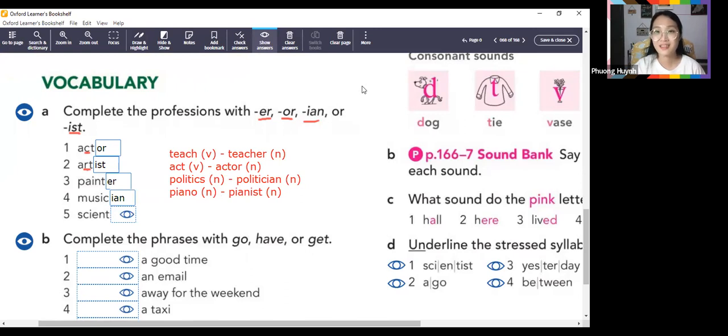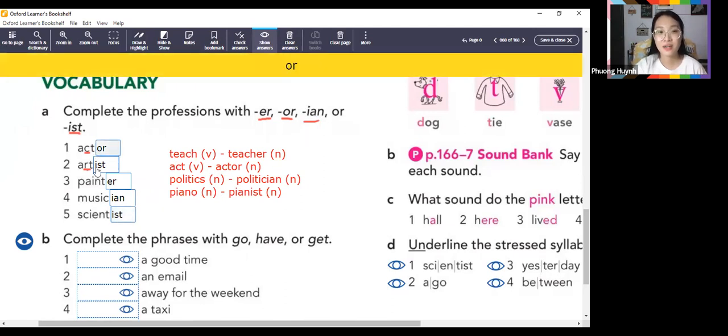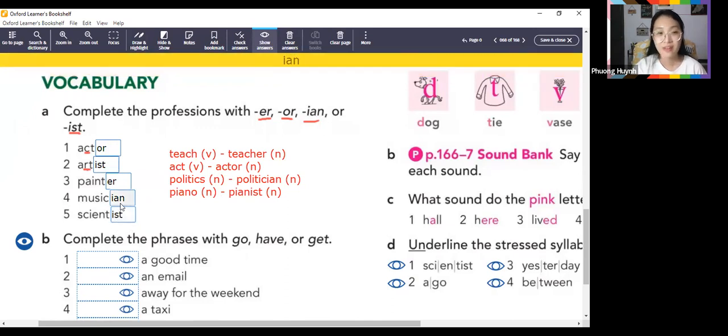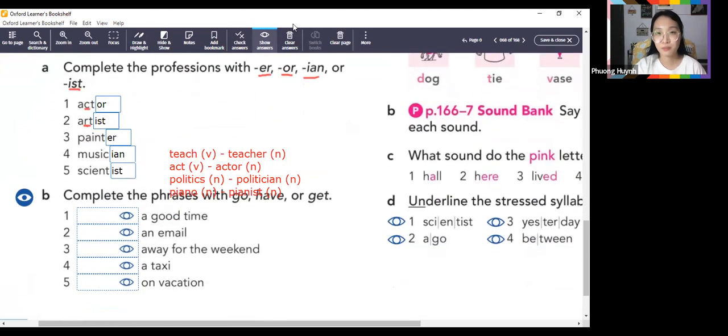Yes, scientist, correct. Okay, so we have actor, acted, painter, musician, and scientist. Okay, so now the next practice.